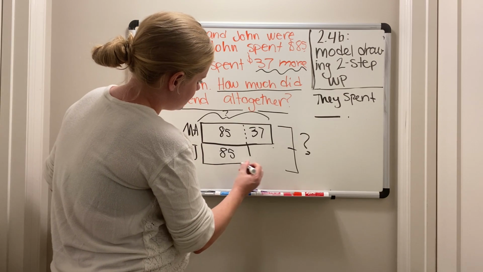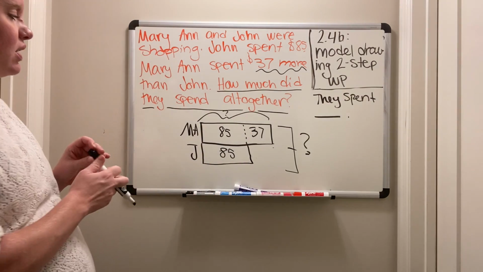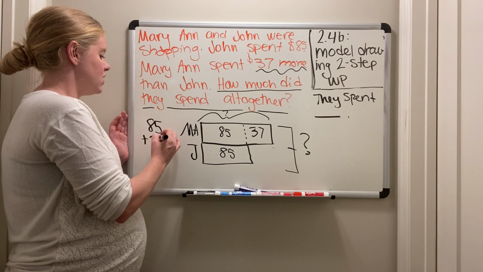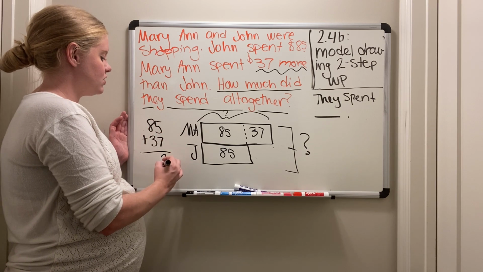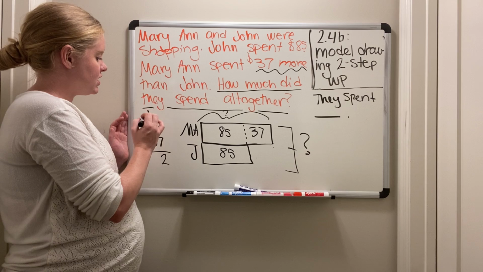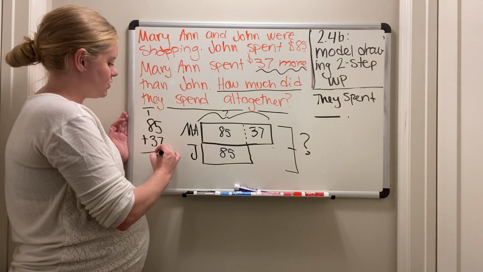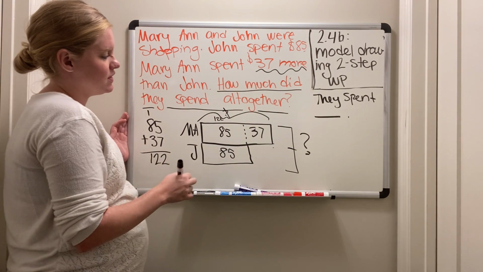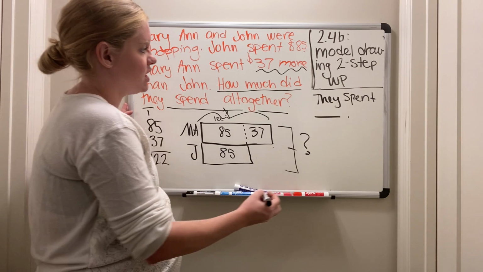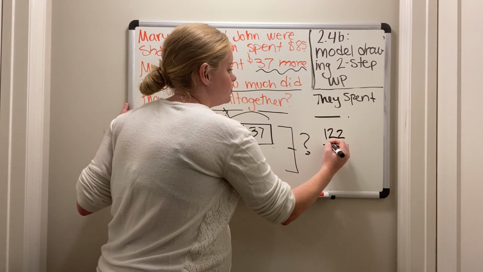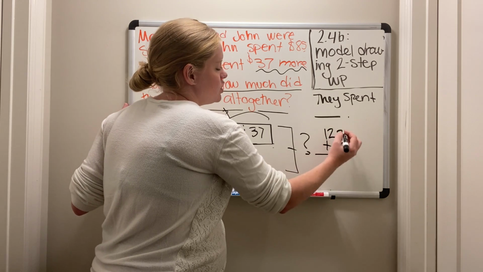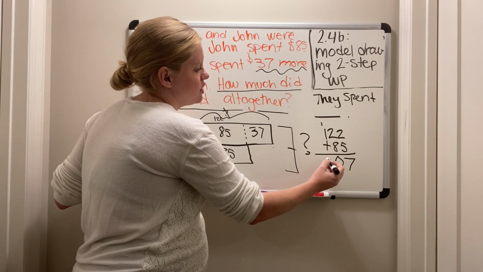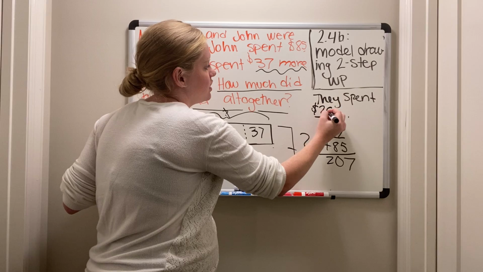Welcome back, scholars. Okay, so the first order of business is to find out how much Mary Ann spent. So we do 85 plus 37. 5 plus 7 is 12. 10 plus 80 is 90. 90 plus 30 is 120. So Mary Ann spent $122. Okay, so now we need to add 122 to John's 85. 2 plus 5 is 7. 20 plus 80 is 100. 100 plus 100 is 200. They spent $207.